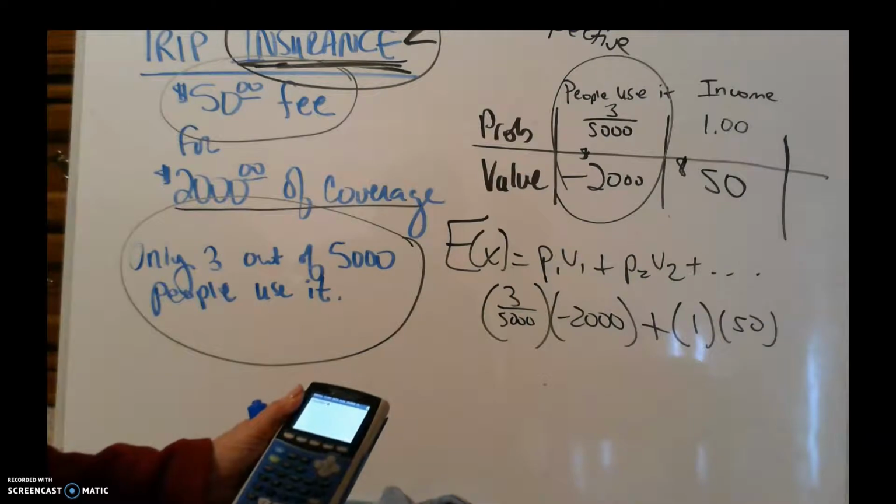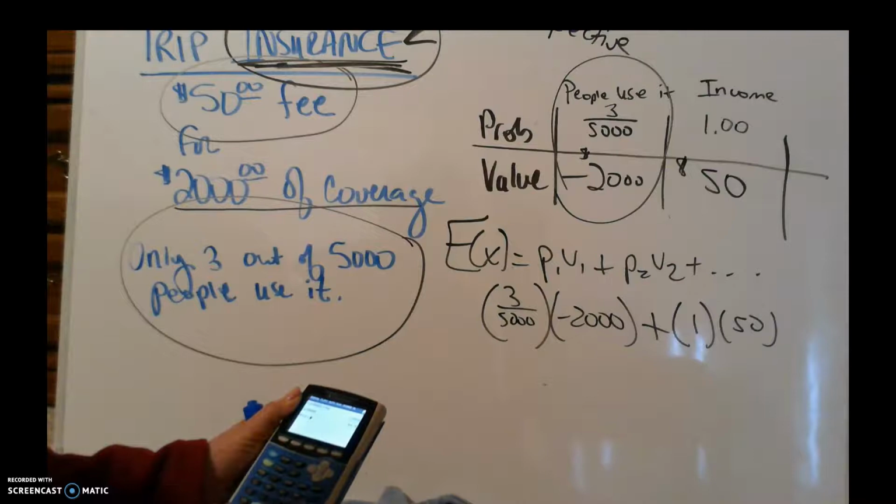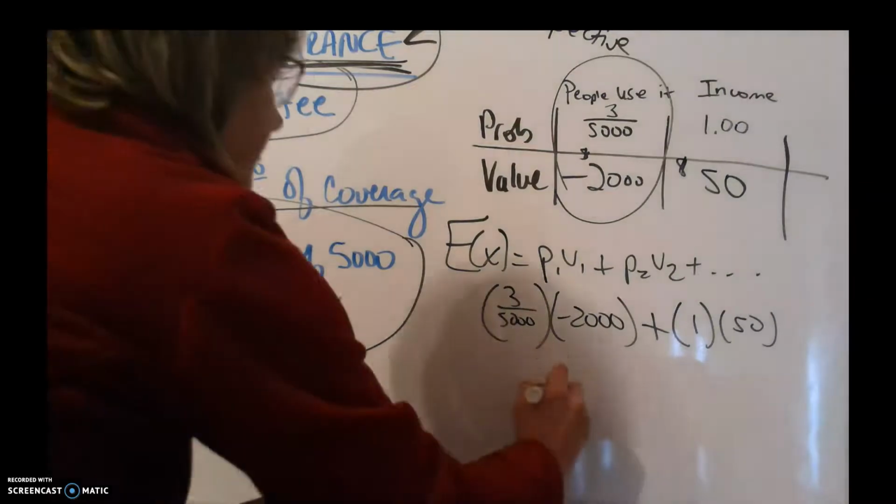Oh, something's not right. I hope so if you put a negative in there. All right, so 3 over 5,000, and then take that times negative 2,000. And then add in that 50 times 1. All right, so I got 48.8.